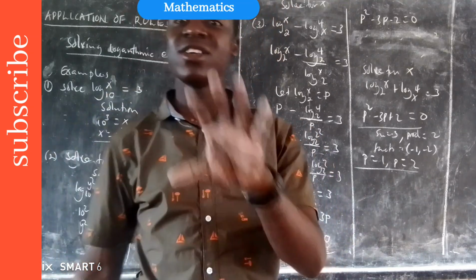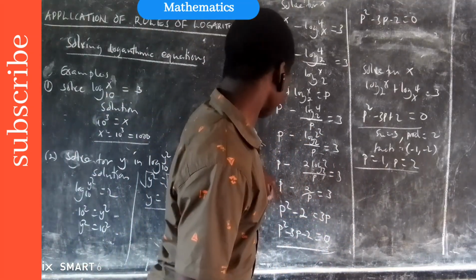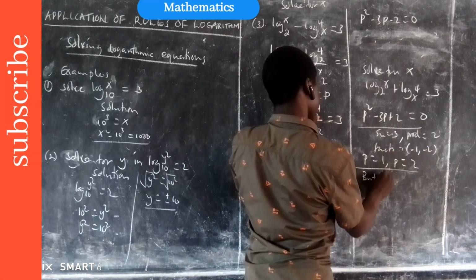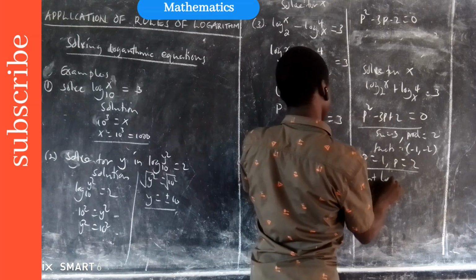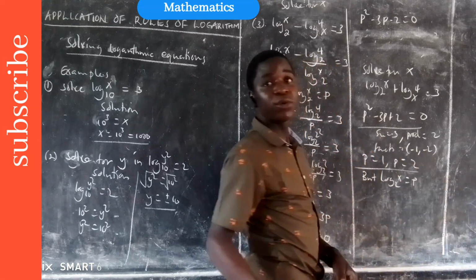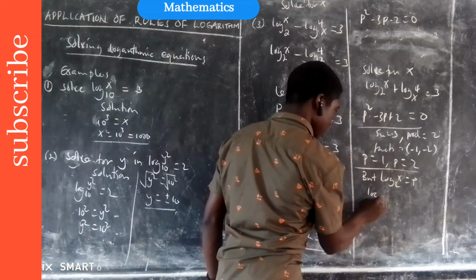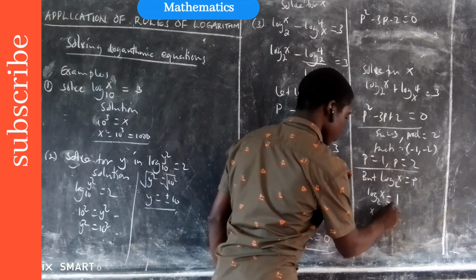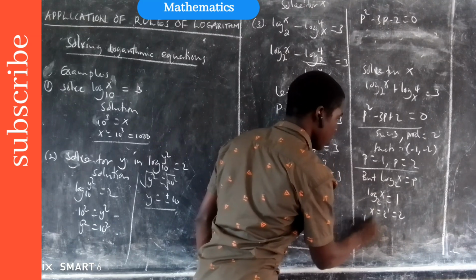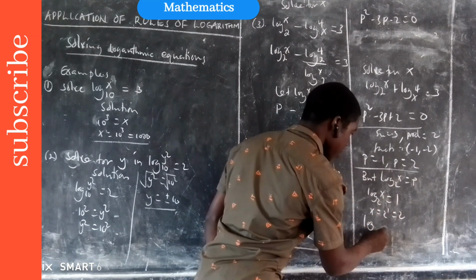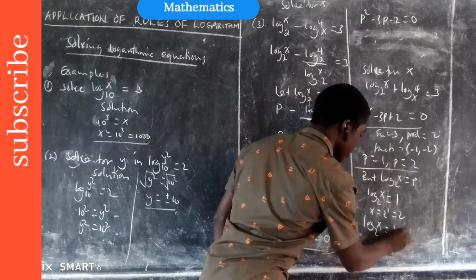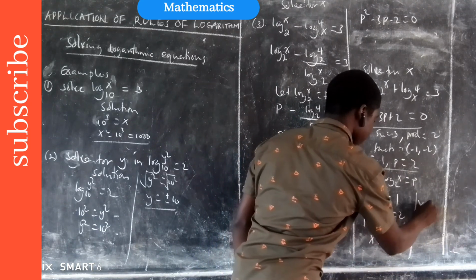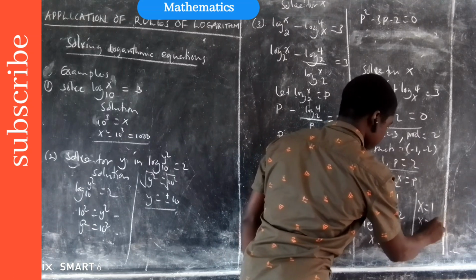You remember where I brought in p from? p was here. You say that p is equal to this. So you deal with 1: log of 2x is equal to 1, so x is equal to 2. Then log of 2x is equal to 2, so x is equal to 2 squared, which is equal to 4. So you have x is equal to 1 and x is equal to 4.